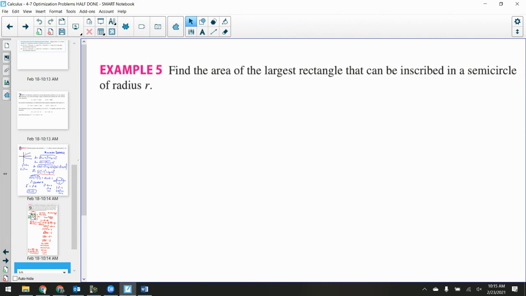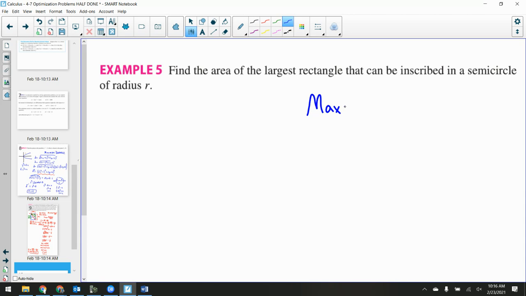So we want to find the area of the largest rectangle possible that can be inscribed in a semicircle, radius r. Okay, so it's always a good idea to think about, what am I trying to maximize or minimize? So you're maximizing the area. Area of what? Rectangle. That's the end result goal.